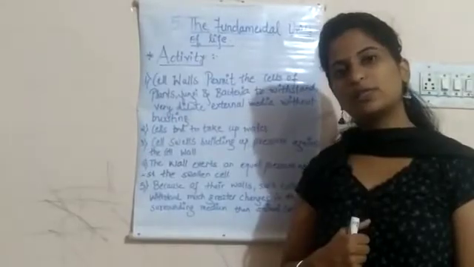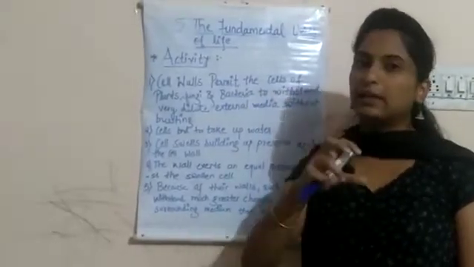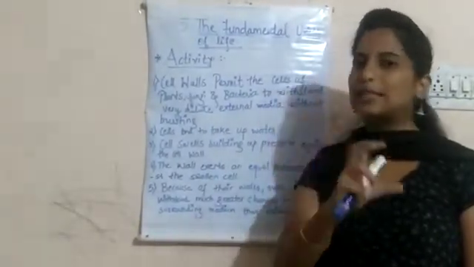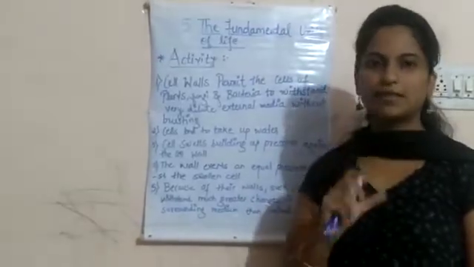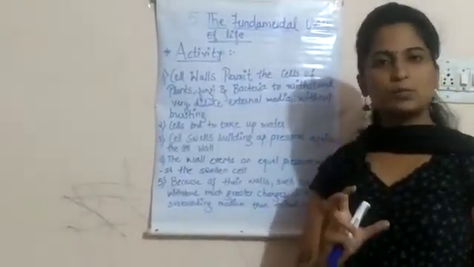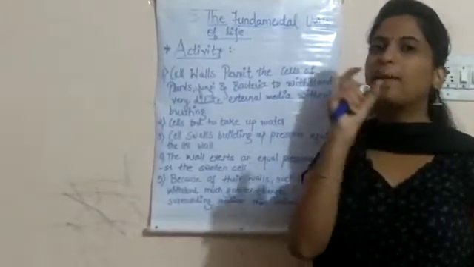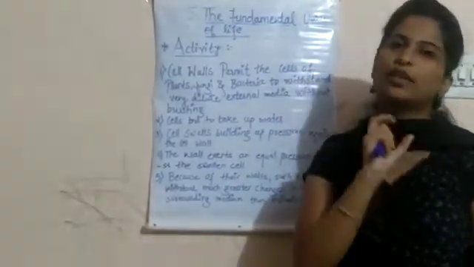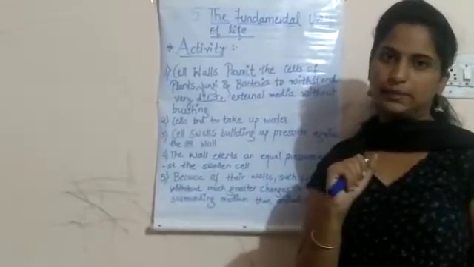So what can we infer through this? That is, the plasmolysis process takes place only in the living cells and not in the dead cells. So the osmosis process takes place only in the living plant cells and not the dead plant cells.